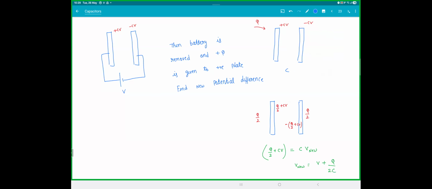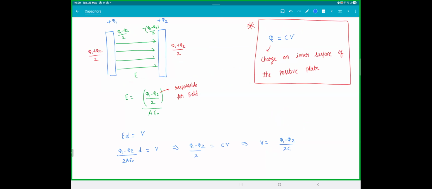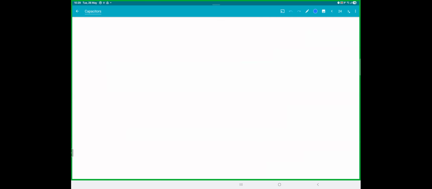All clear with this? What about the heat produced? The question is still not over. Now, if you close this switch, what will be the heat produced? Yeah, most of you got it. So you can look at the scenario here.